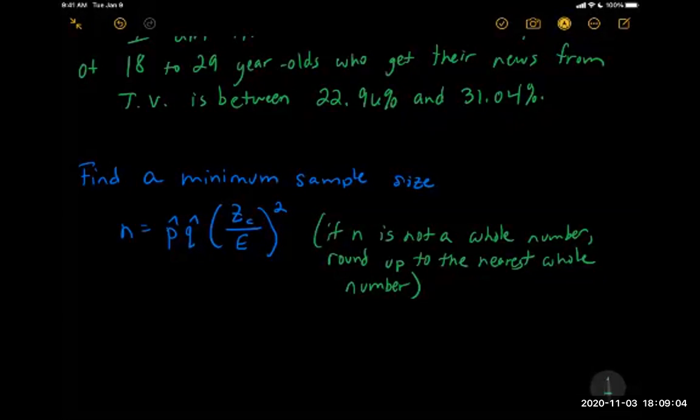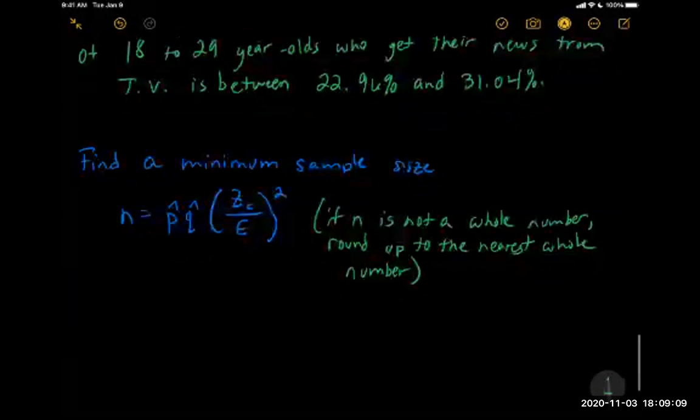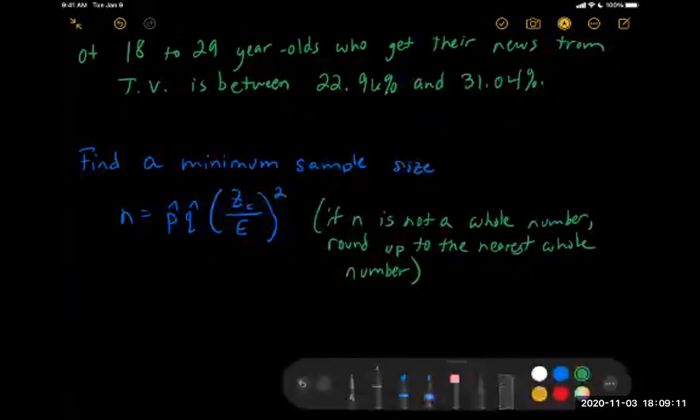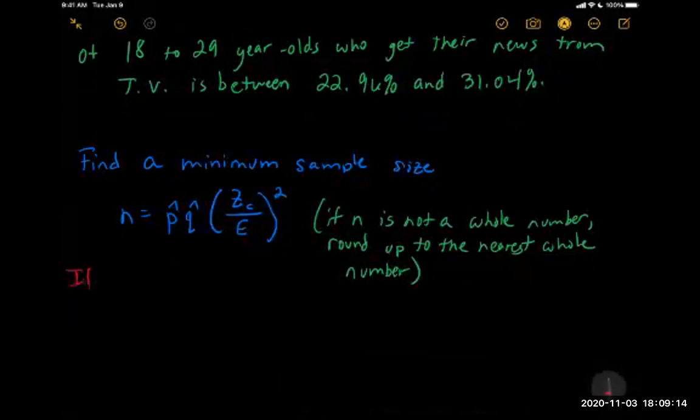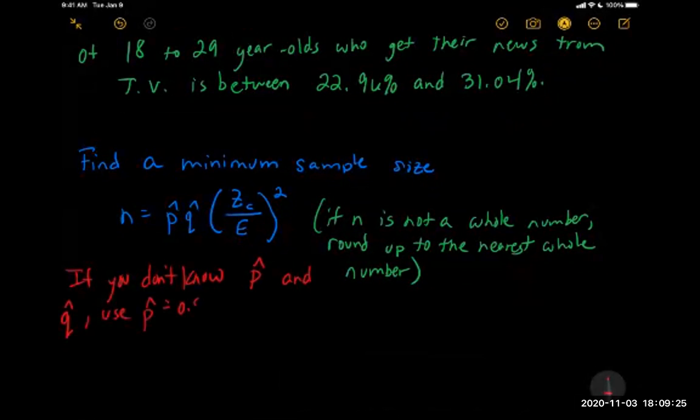Now, another important thing to note here is if you don't know p hat and q hat, use 50-50, if you have no idea. Usually you don't. Usually you have no idea. You don't know what people are going to say until you ask them.